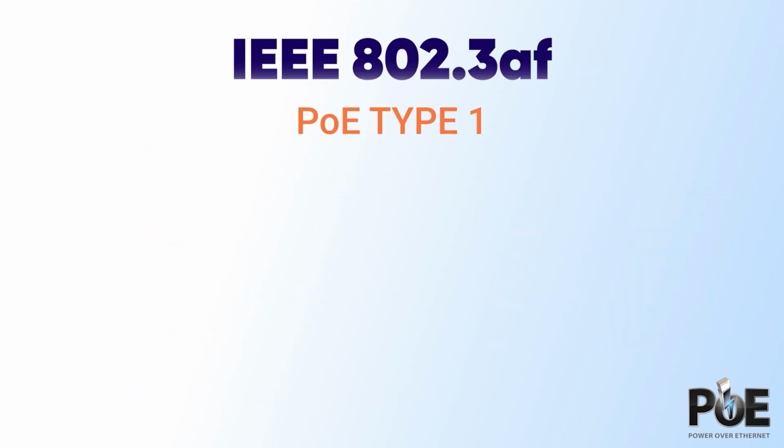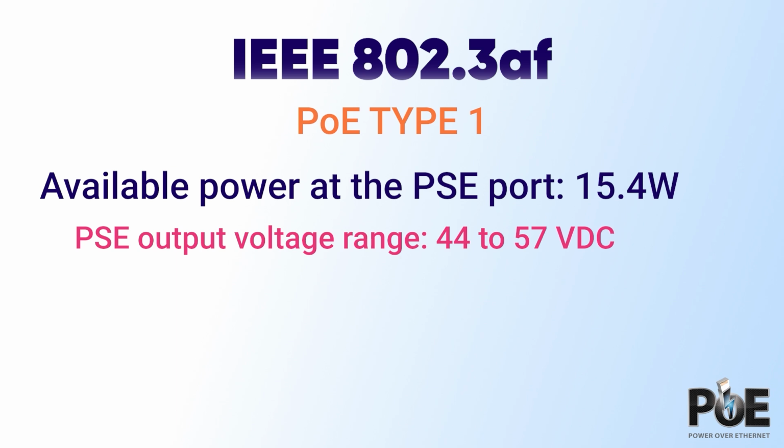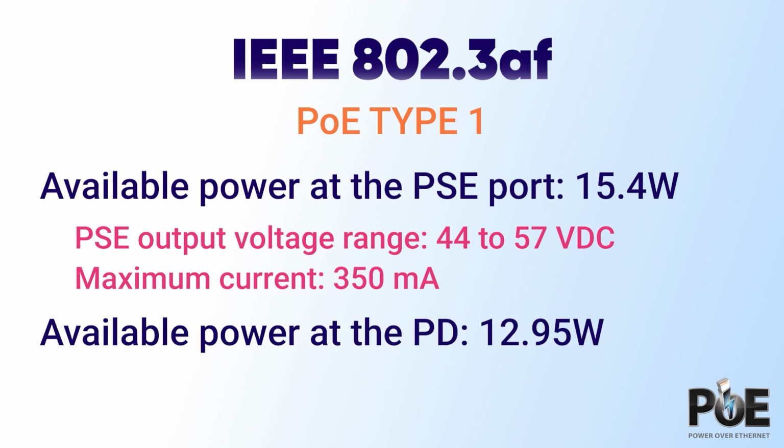PoE Type 1 per af supports 15.4 watts of power at the PSE port. It does this by using an output voltage of 44 to 57 volts DC with a maximum current of 350 milliamps. On long Ethernet cables, there will be attenuation, which is reduction in the amplitude or the signal strength as it passes along the wire. The af standard takes this into account and ensures at least 12.95 watts available for the PD at the far end of the 100-meter cable.